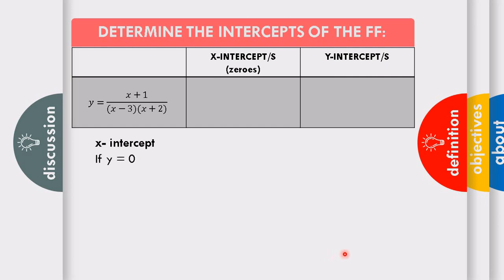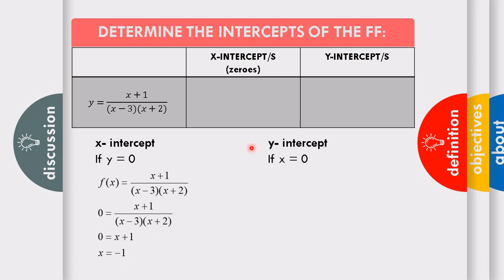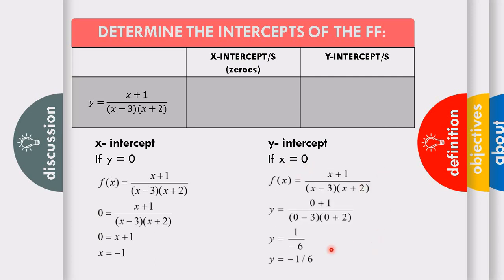So next one, x plus 1 over x minus 3 times x plus 2. For the x-intercept, change y equals 0. So we have x equals negative 1. For the y-intercept, change x to 0. Simplify, we have negative 1 over 6. So the coordinates are negative 1, 0, and 0, negative 1 over 6.